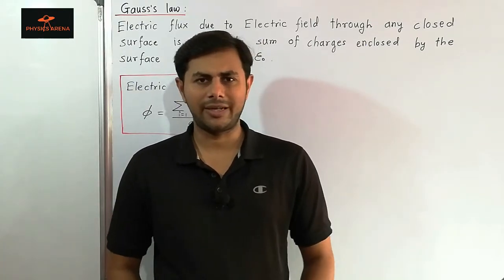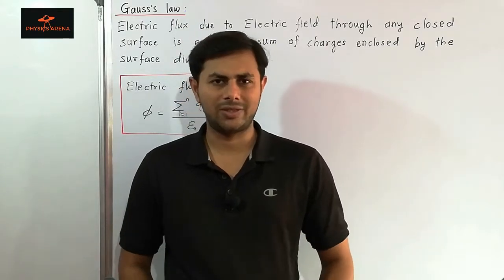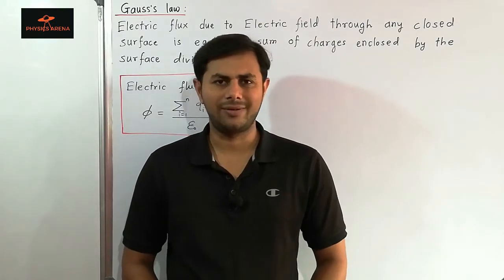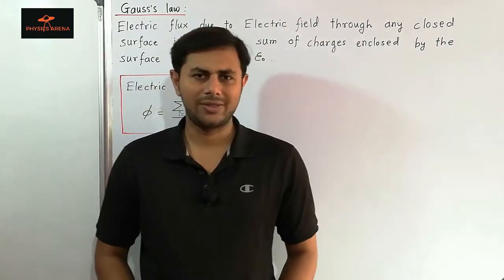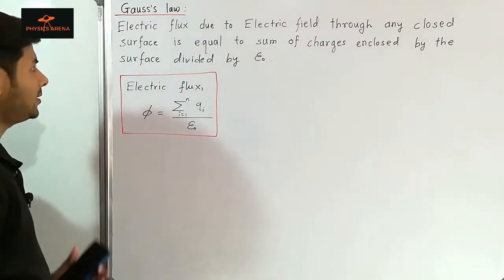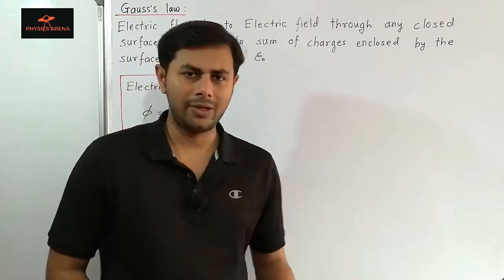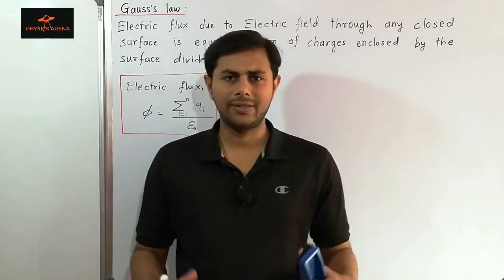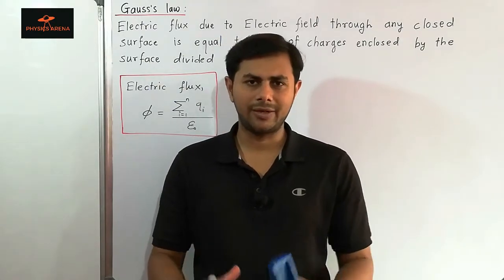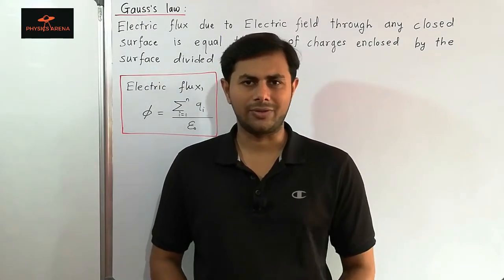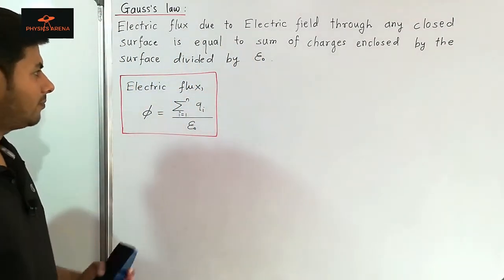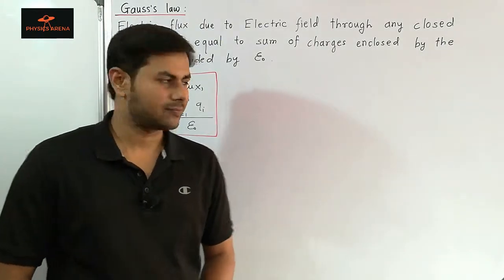In one of the earlier lectures, we had just stated the Gauss law. Today we are going to see the Gauss law in more detail. So let us recall the statement of the Gauss law. It says that the electric flux due to electric field through any closed surface is equal to the sum of charges enclosed by the surface divided by epsilon naught. And epsilon naught is obviously the permittivity of free space.